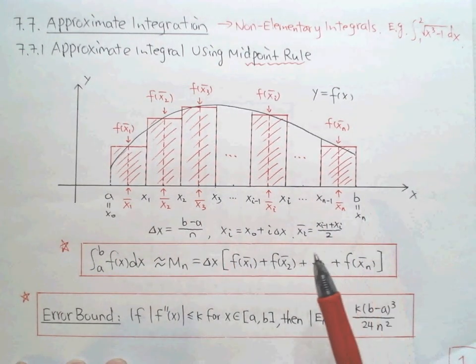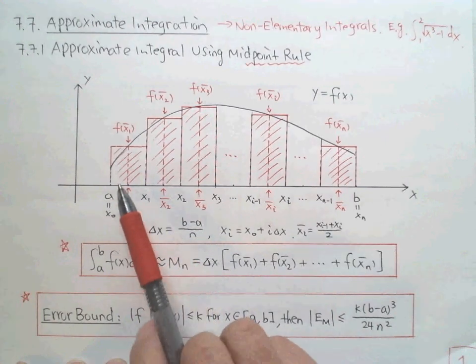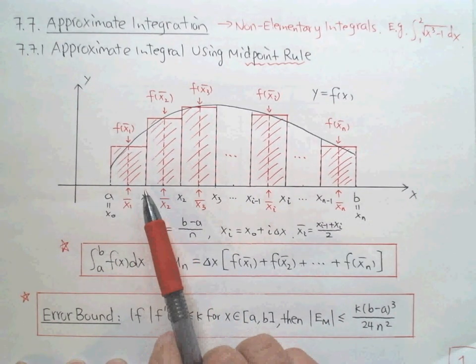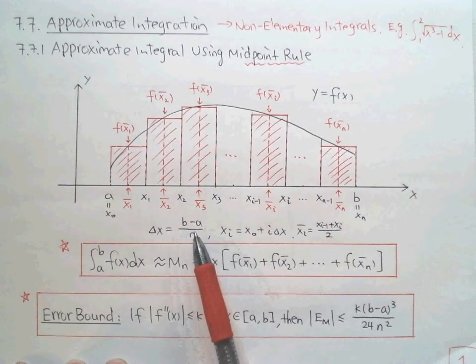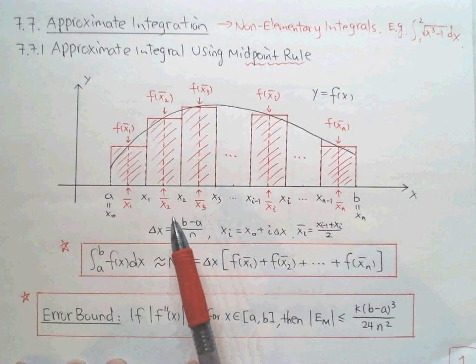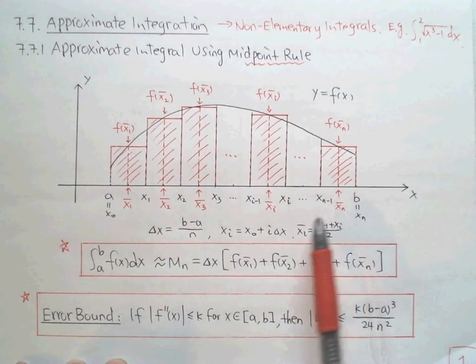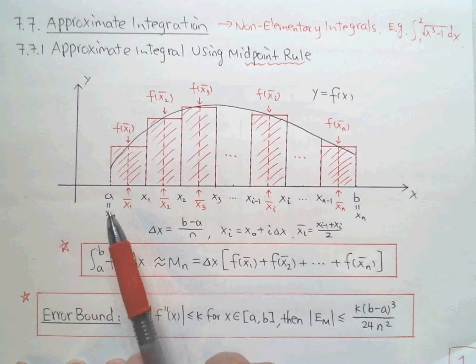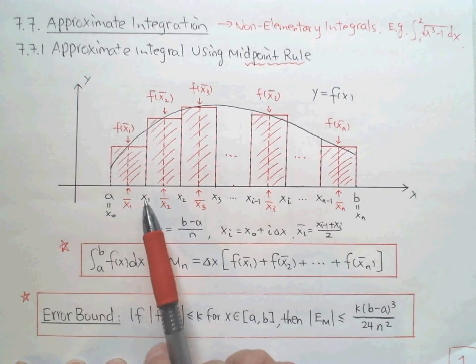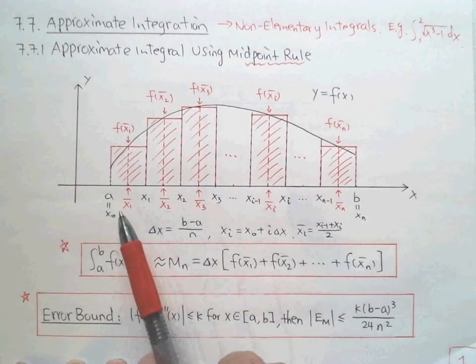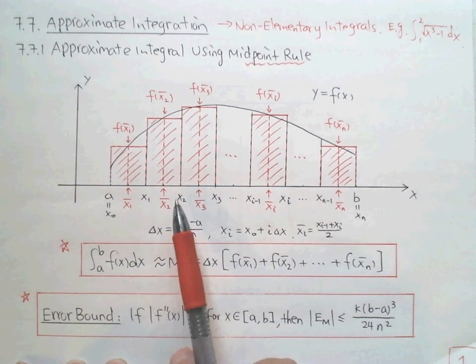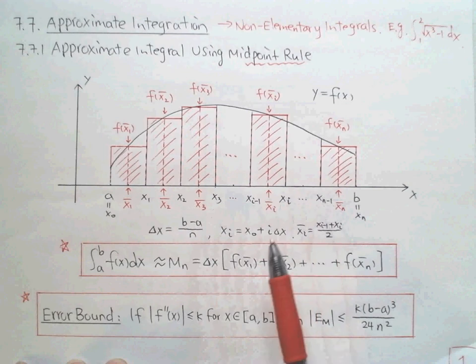And delta x, the increment from x0 to x1 or from x1 to x2, equals (b minus a) over n. So it's easy to determine the xi first, and then the midpoint. Remember, x1 bar is the midpoint of x0 and x1, which is the average of these two. x2 bar is the average of x1 and x2, and it goes on. And the formula is here.